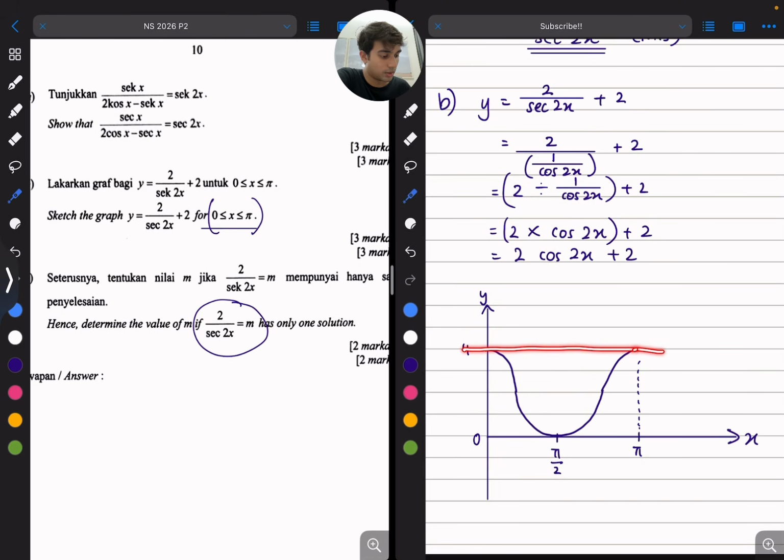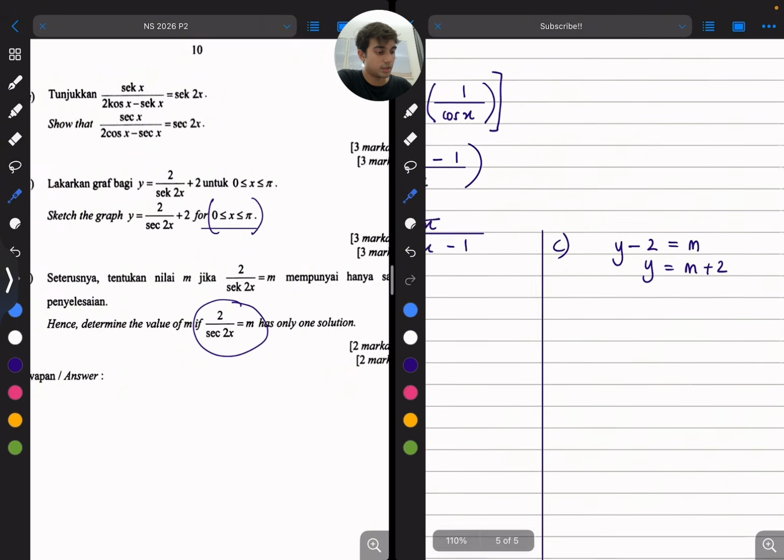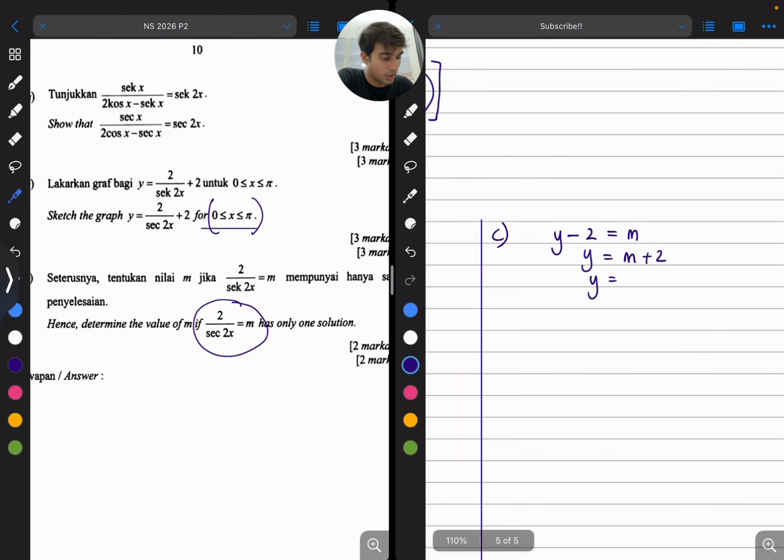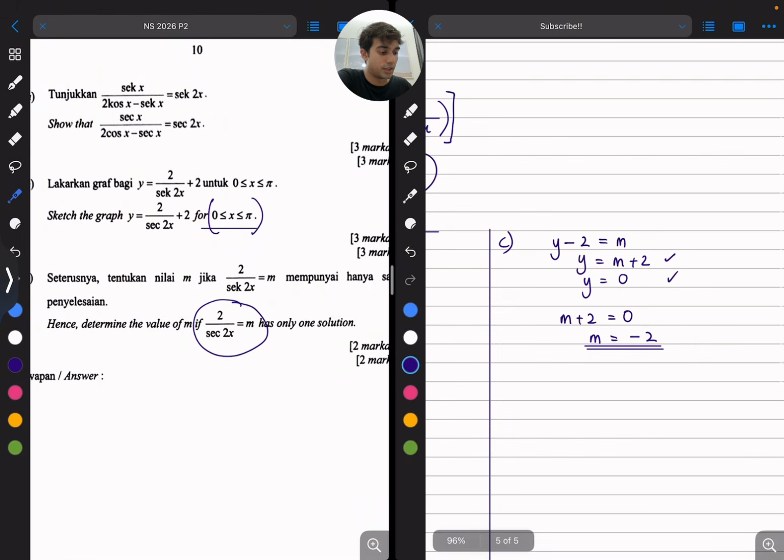So if I put here, we have 2 solutions. We put here, also got 2 solutions. We put here only got 1 solution. So we are looking for this line. And this line is called Y equals 0. So we can say Y equals 0. So Y is M plus 2 and Y is 0. So you can say M plus 2 equals to 0, which means M is negative 2. Done. This will be the value of M lah.